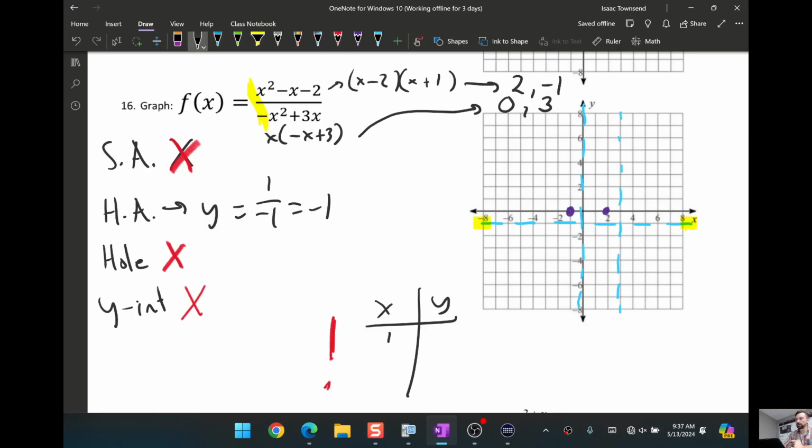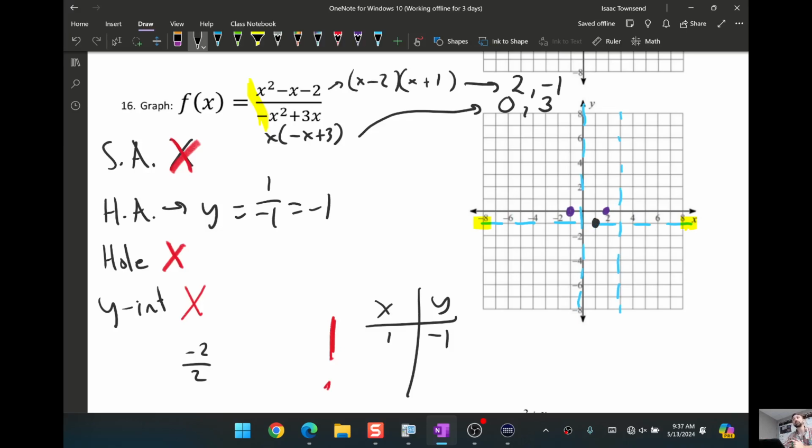Maybe plug in 1. 1 minus 2 over -1 plus 3 looks to be -1. So when x is 1, y is -1.